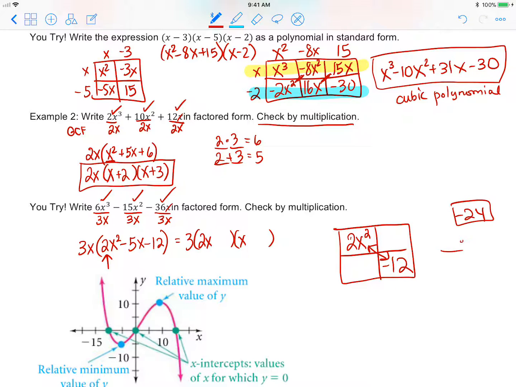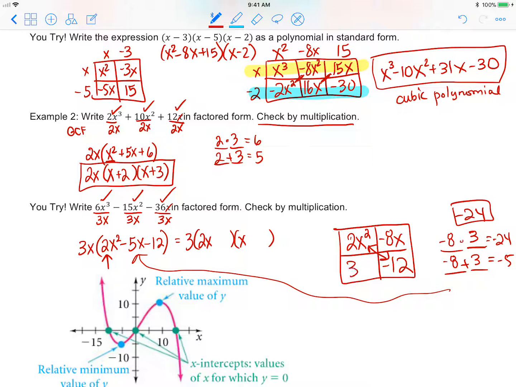So I need two numbers that'll multiply to give me negative 24. That'll also add to give me the middle term, and let's go way back over here, and that was negative 5. And so after we brainstorm for a bit, we're going to figure out that it's negative 8 and 3. Sure enough, negative 8 times 3 is negative 24, and negative 8 plus 3 is negative 5. I fill in my blanks along with an x.